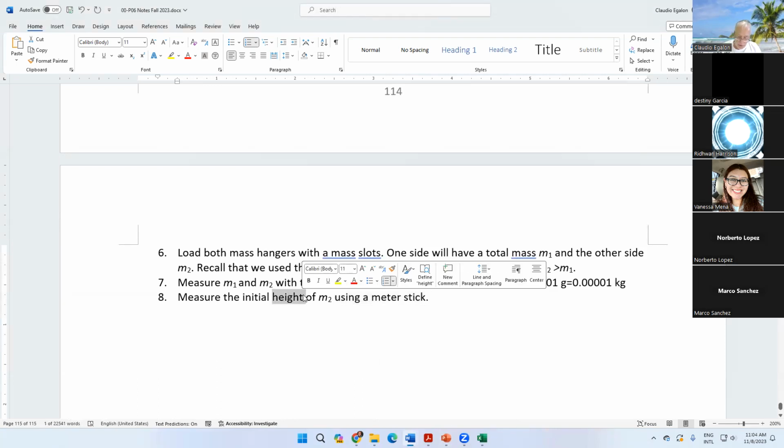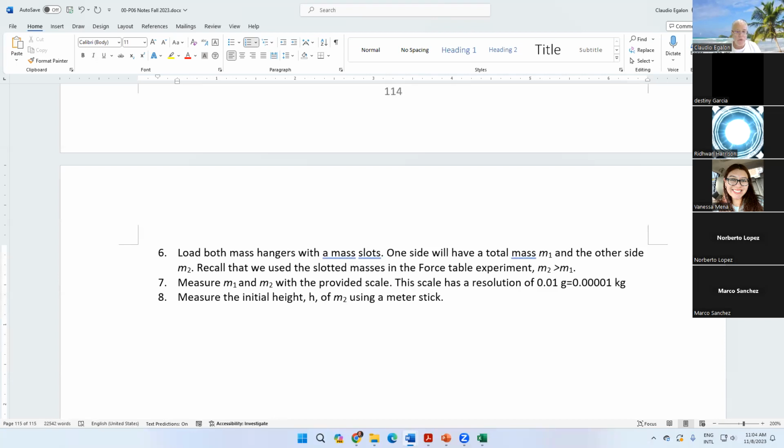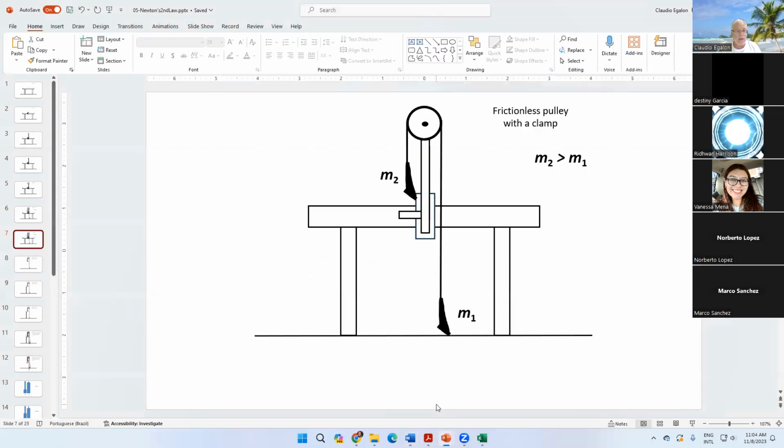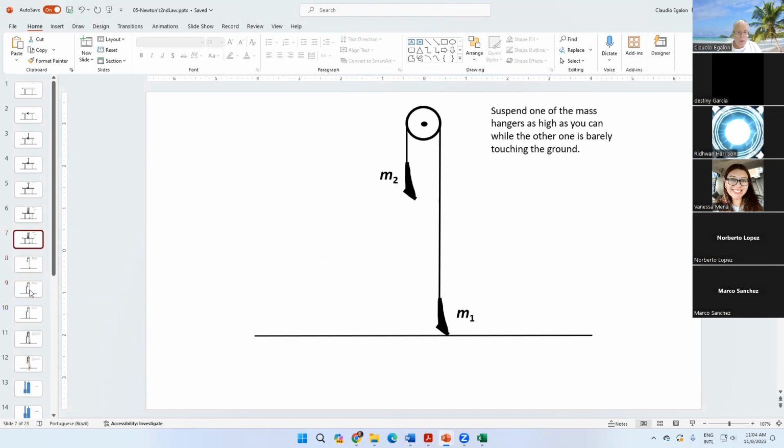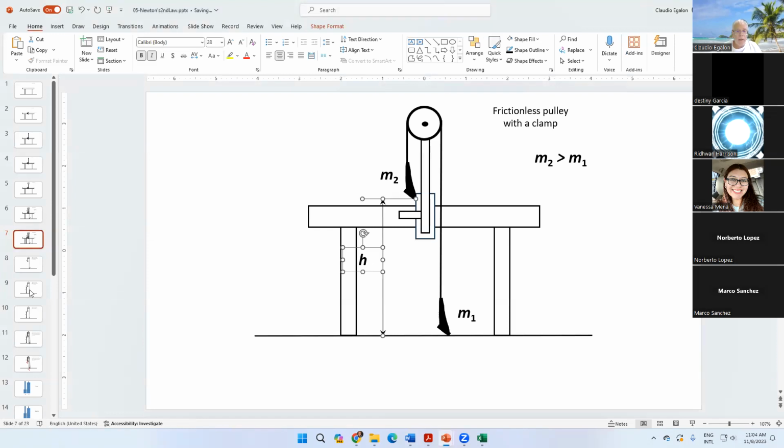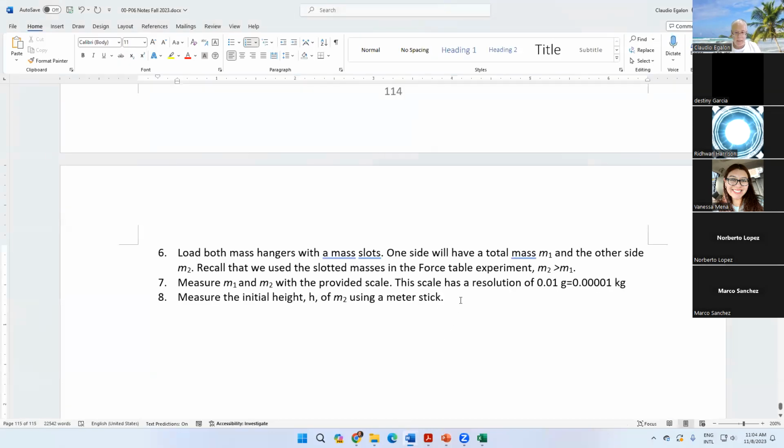Initial height H, right? H of M2 using a meter stick. Next, let's see this one. I'm gonna do that right now. Here you go. That's the one I want. Don't forget, meter stick. Meter stick has a resolution of 1 millimeter, which is equal to 0.001 meters.